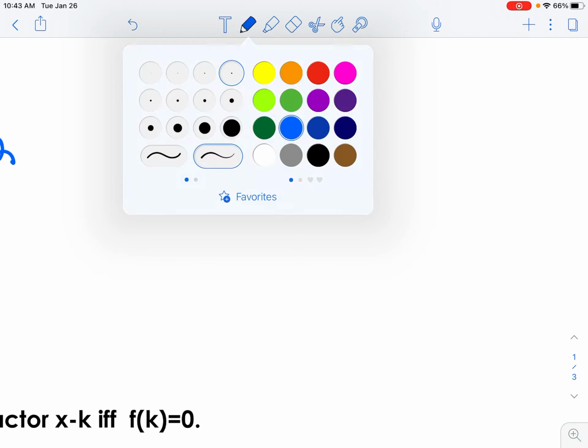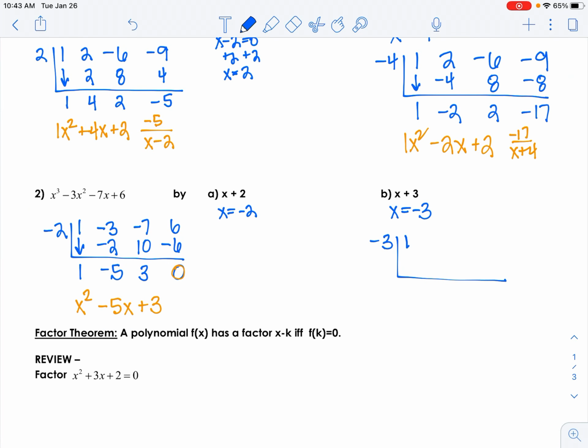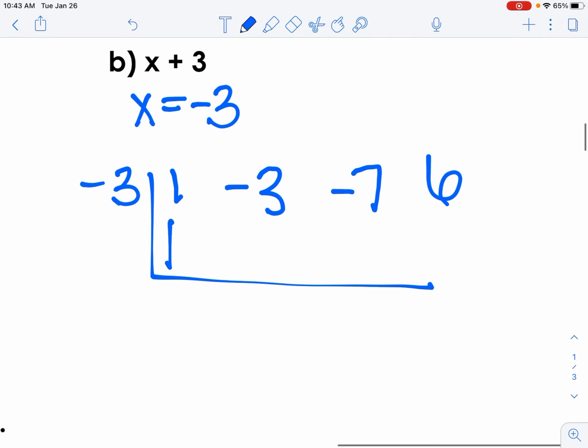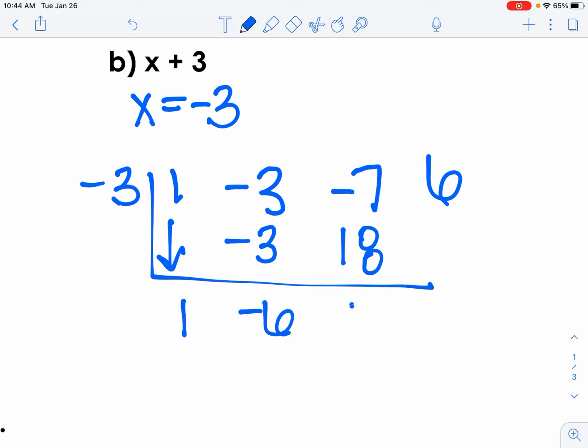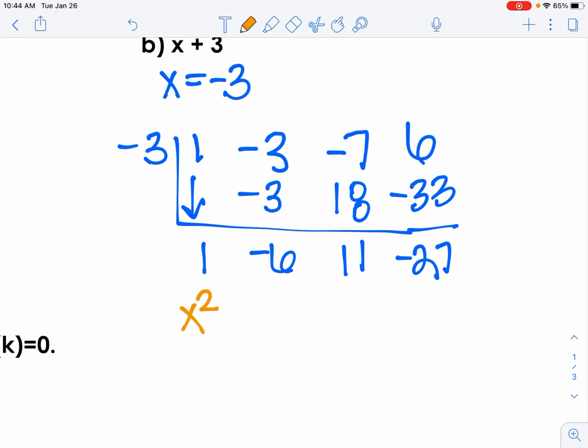Okay, then over here we're dividing by negative 3. And we had 1, negative 3, negative 7, and 6. Okay, this one's a little different. It ends up with a remainder, so we have x squared minus 6x plus 11 with a remainder of negative 27 over x plus 3.